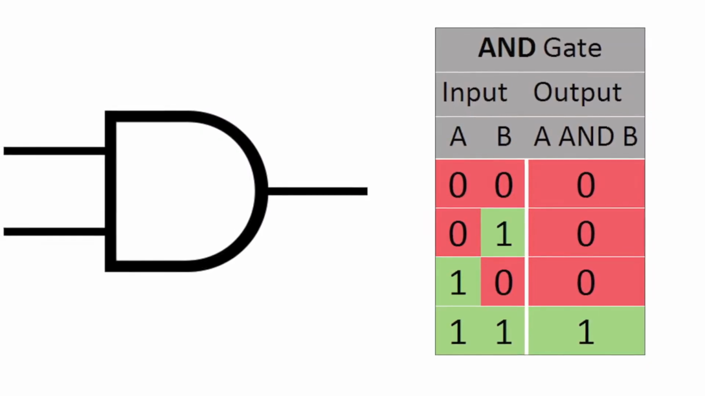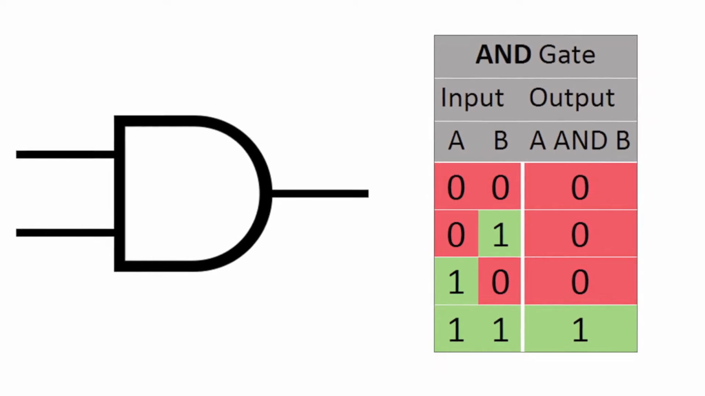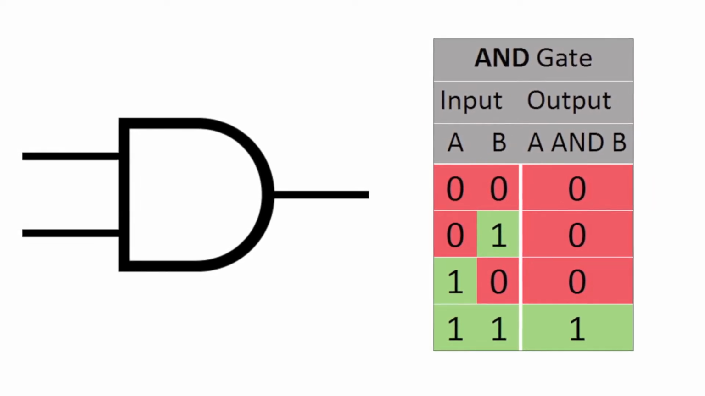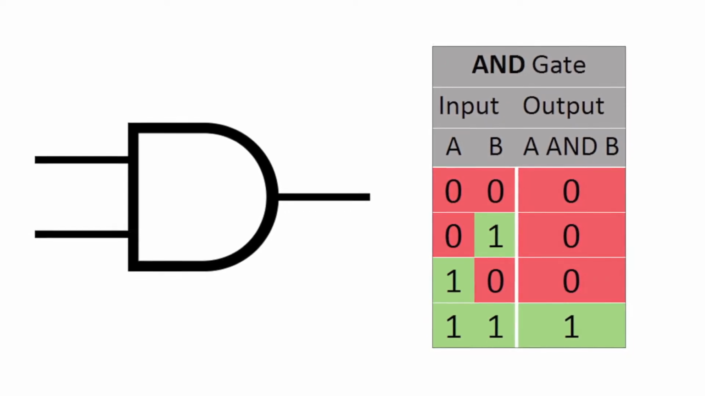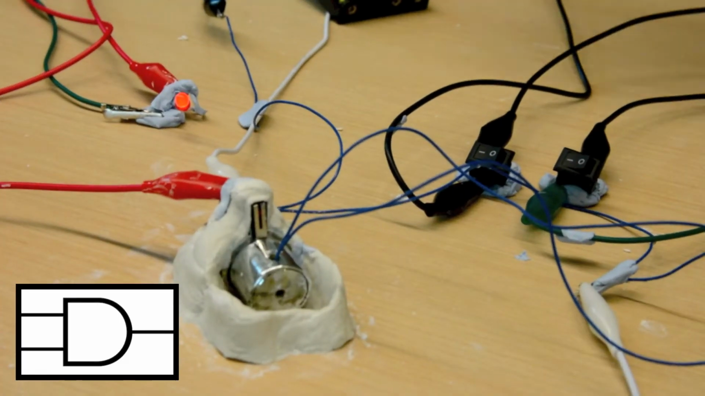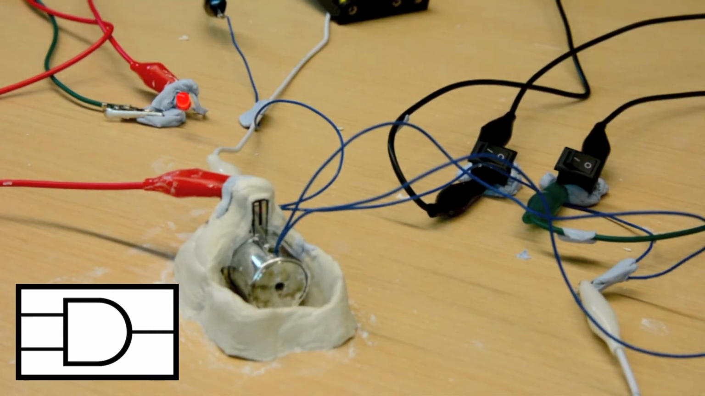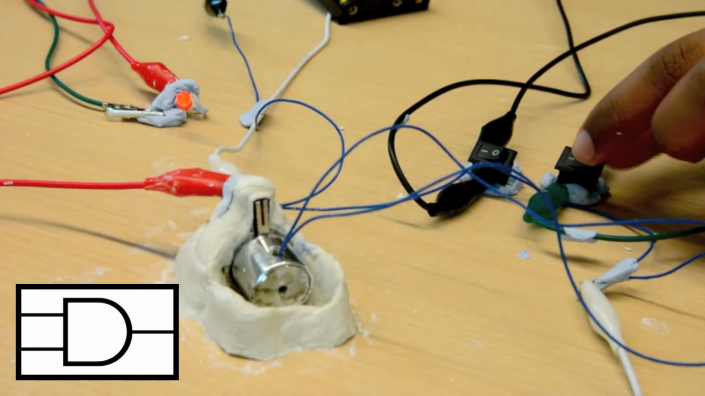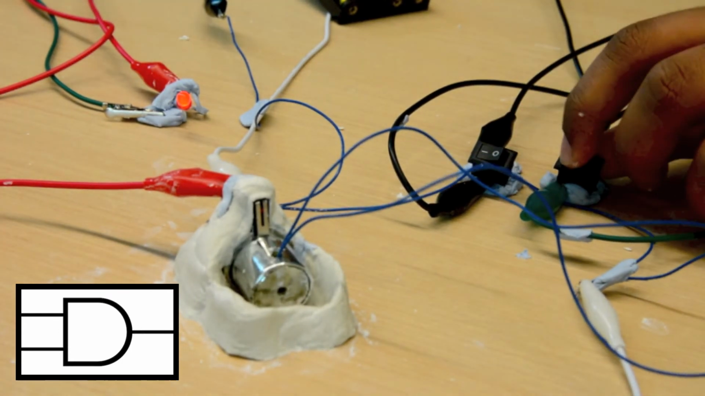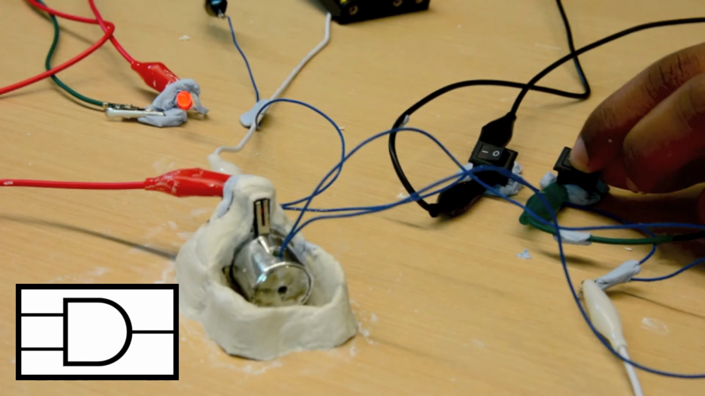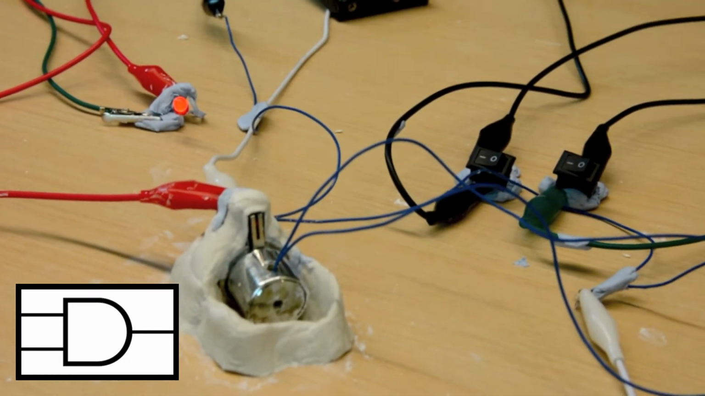AND gate. An AND gate is a digital logic gate. The output of an AND gate is true only when all of the inputs are true. If one or more of an AND gate's inputs are false, then the output of the AND gate is false. Starting at an input of 0, 0, the LED is off. Inputs 0, 1 as well as 1, 0 both keep the LED off. When the input is set to 1, 1, the LED turns on, an output of 1.